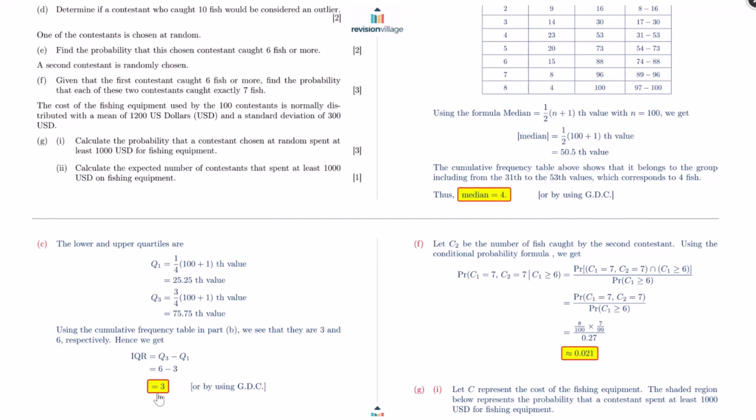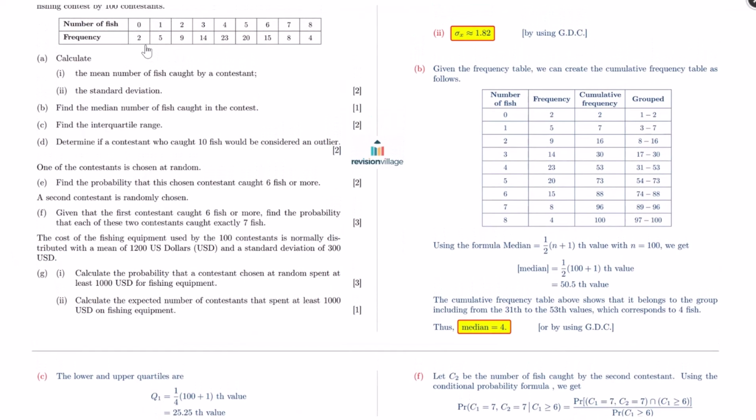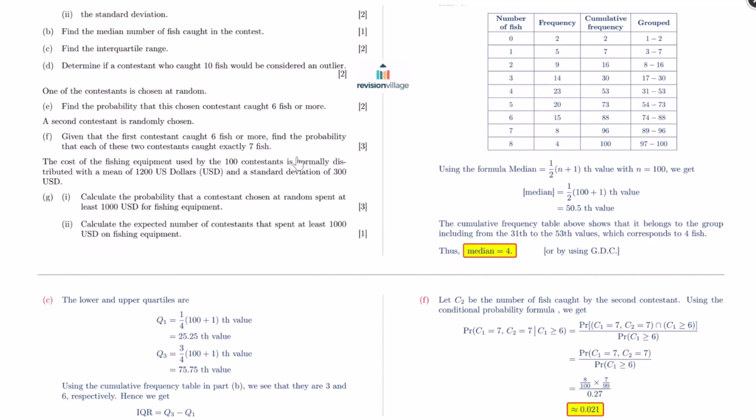Now, what does this number here mean, the interquartile range? If you were to line all 100 contestants up from least amount of fish caught to most amount of fish caught, so that would be the first 2 people standing in front of you would have caught 0 fish, and the last 4 people would have caught 8 fish, and you find the 75th person, which would be the upper quartile, and the 25th person, which would be the lower quartile. Roughly speaking, the actual exact numbers there are slightly off, 25.25 and 75.75, but I'll stay pretty high level for this description.